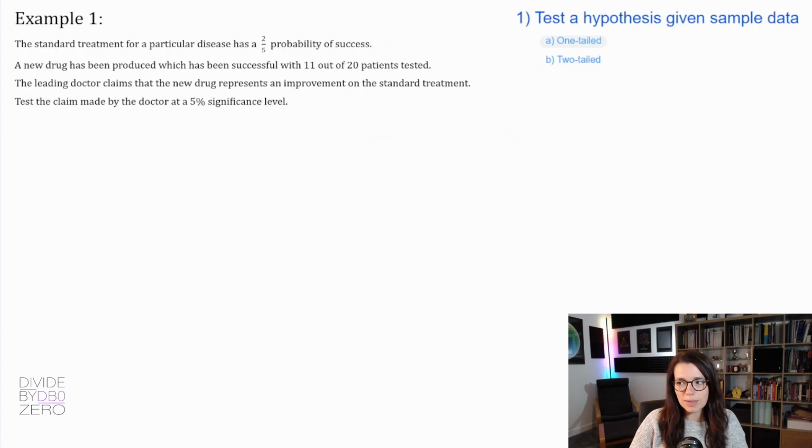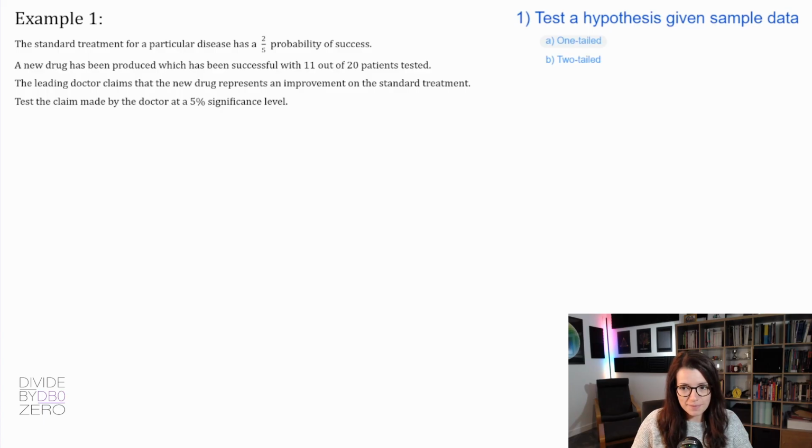Let's start with example 1, testing a hypothesis given sample data, and this is going to be a one-tailed test. Question says, the standard treatment for a particular disease has a 2/5 probability of success. A new drug has been produced which has been successful with 11 out of 20 patients tested. The leading doctor claims that the new drug represents an improvement on the standard treatment. Test the claim made by the doctor at a 5% significance level.